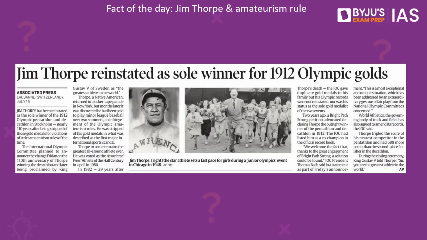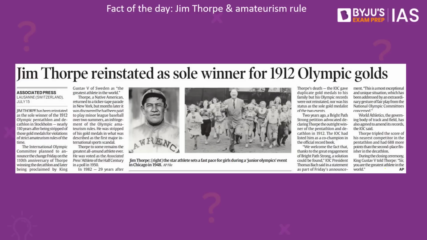Next, we have a fact of the day, and today's interesting fact in the Indian Express newspaper is about a very famous and controversial Olympian, that is Jim Thorpe. Now, Jim Thorpe has long been regarded as one of the best ever all-round athletes that the world has ever seen. In fact, in the 1912 Olympics, he won the gold medal in pentathlon and decathlon. Pentathlon, as the name suggests, is a group of 5 sports taken together, and decathlon is a group of 10 sports taken together. Now, the problem was after he won the gold medal, there was a controversy against him and he was stripped of his gold medal.